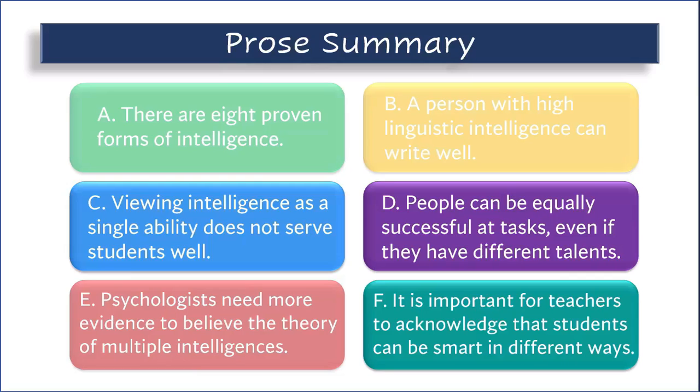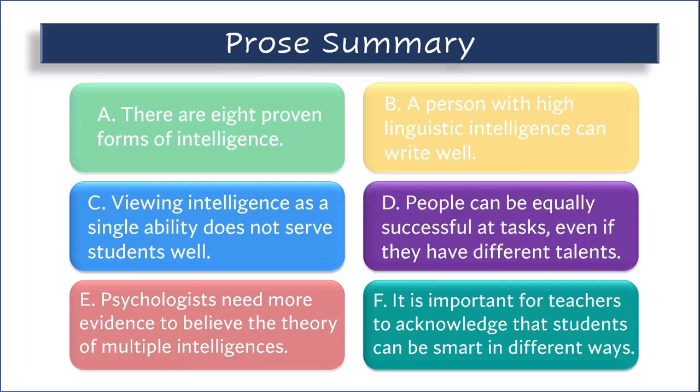C is a correct answer. Paragraph 2 discusses why thinking of intelligence as a single ability is detrimental for students, and paragraph 7 discusses the fact that thinking of intelligence as multiple abilities is beneficial for students. D is a correct answer.